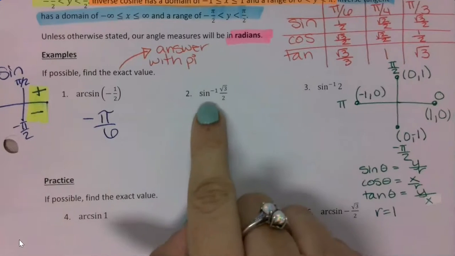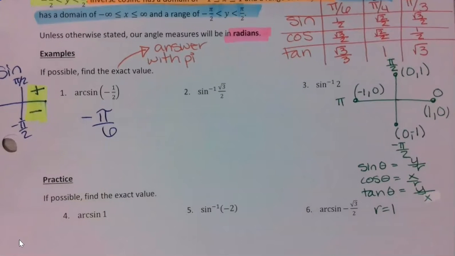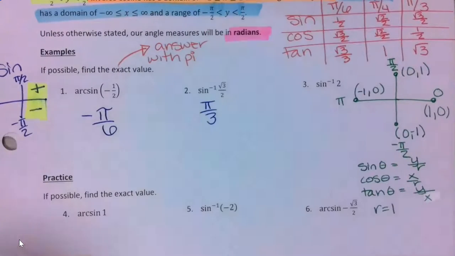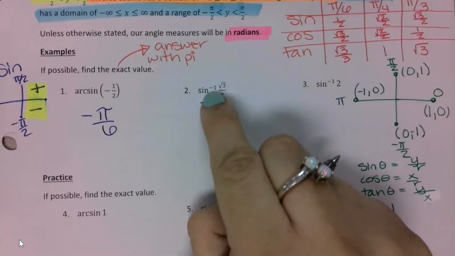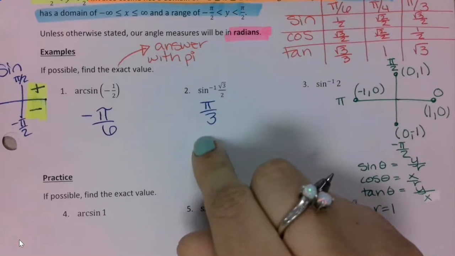Okay, so number 2. Where do I find square root of 3 over 2 on the chart? Or on the green? Pi over 3. And is this one positive or negative? Is there a negative in front of that fraction? The negative just goes with the exponent. So that's just telling me I'm looking for an angle. So this one is just pi thirds. I didn't lie.